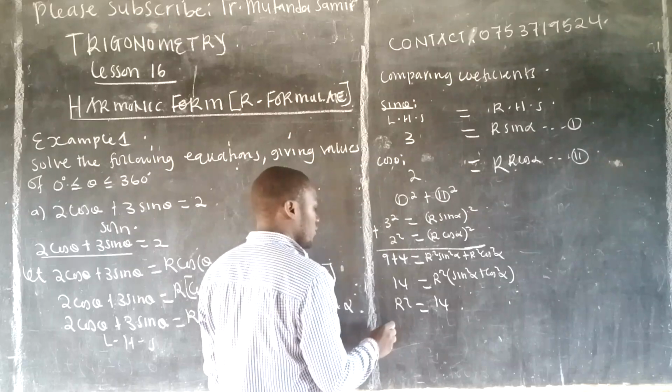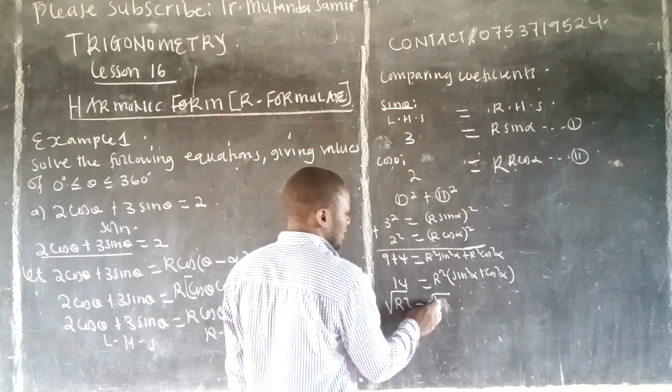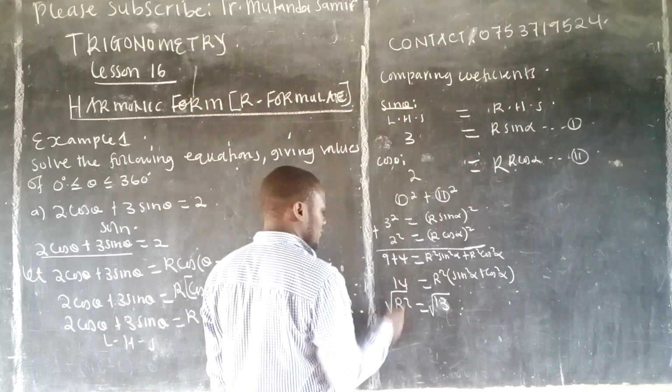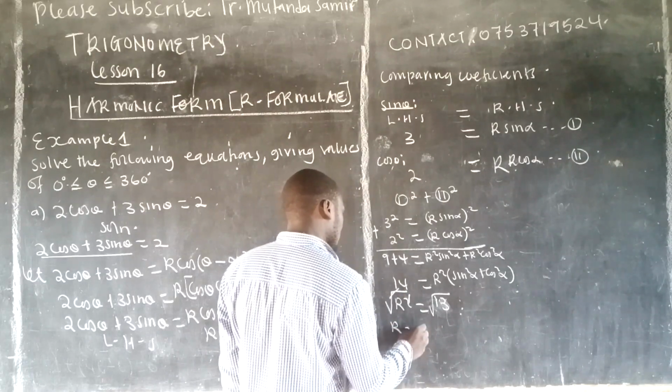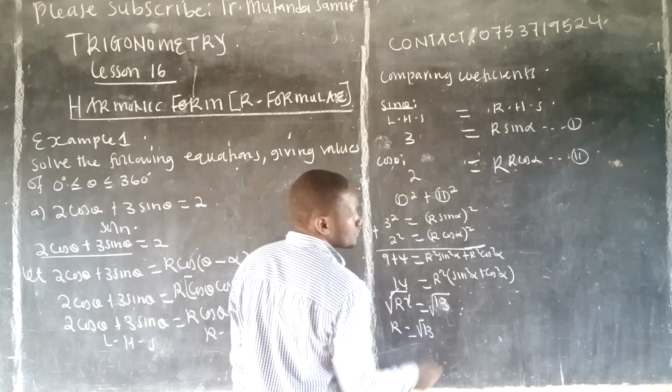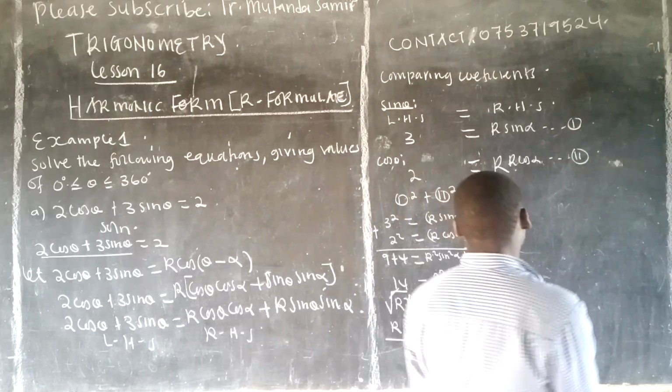Now to get the value of r, is this 14 or 13? It is 13, 9 plus 4. So r squared is 13, and you get the value of r as root 13. Okay, good. Having done that, we shall now proceed.